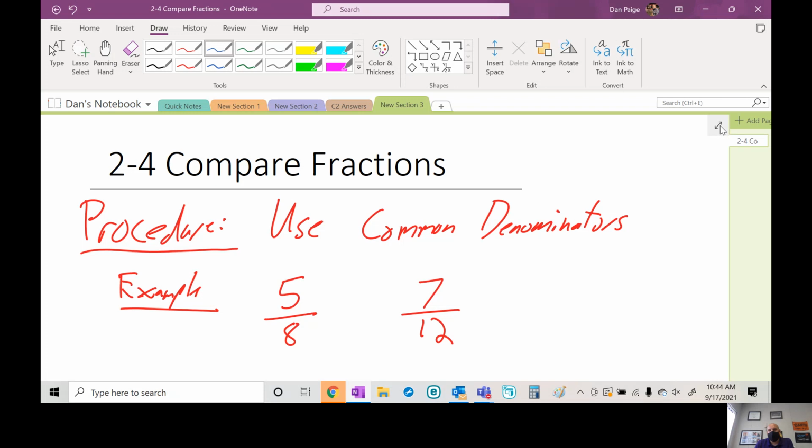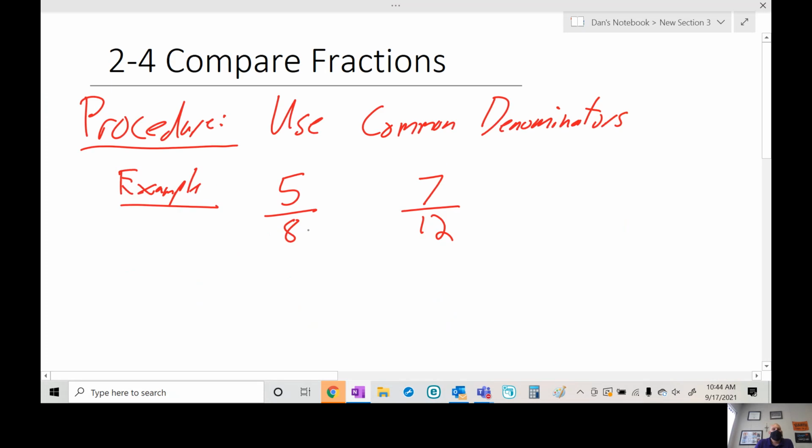What happens with common denominators is we have to see like they're speaking the same language. So between 8 and 12, what could they both become? 24. So I'd multiply this by 3, and this is how you would show your work, and this by 2. So you're going to copy it out. Then underneath, you'll write it out. 15/24 and 14/24.